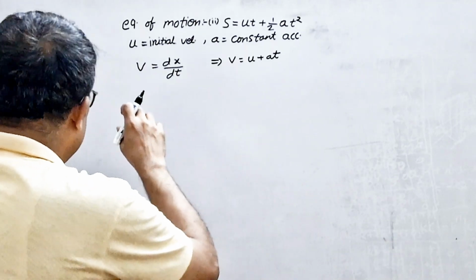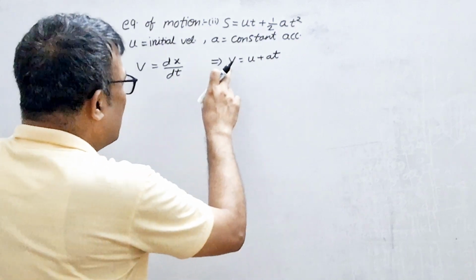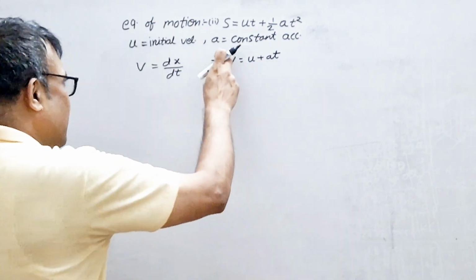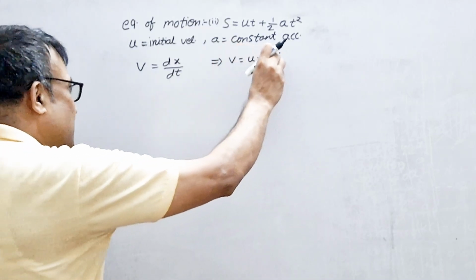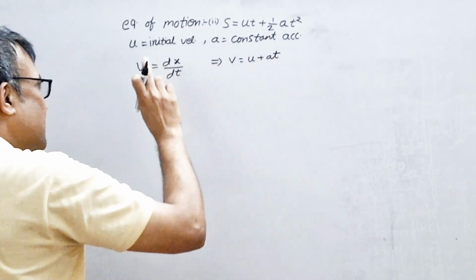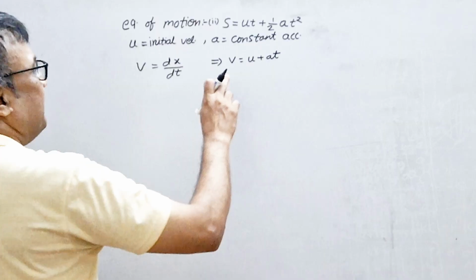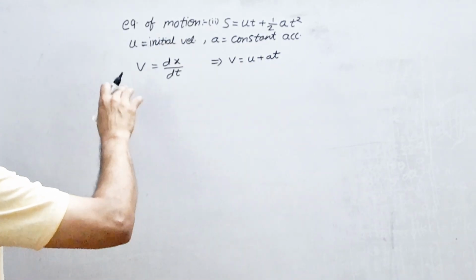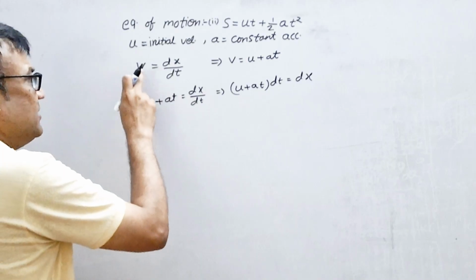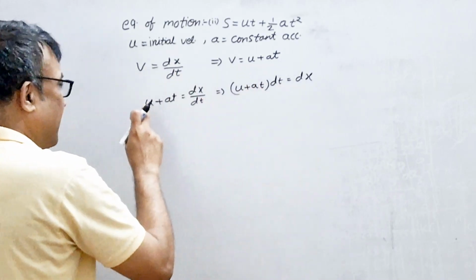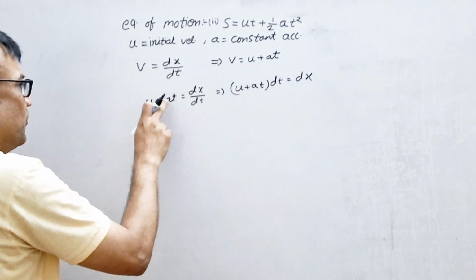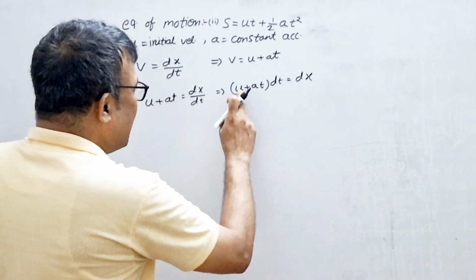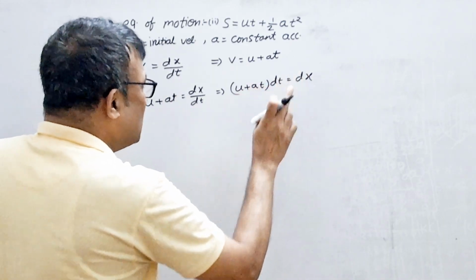Variable v can easily be replaced because in the first equation of motion we have the relation v equal to u plus at. In this equation v is related to just one variable t, which is the desired variable. So if we replace v with this equation, then we have the required relation for the integration. So v is first replaced by this relation, and then we have the relation u plus at equal to dx by dt. dt is cross multiplied, so we have the relation u plus at dt equal to dx.